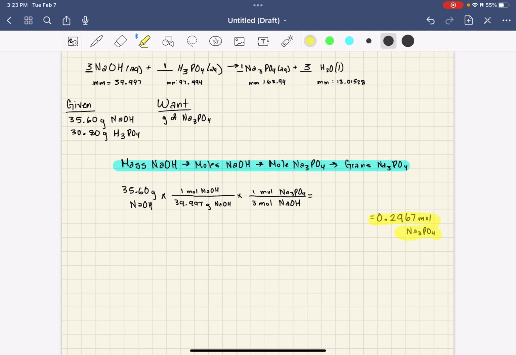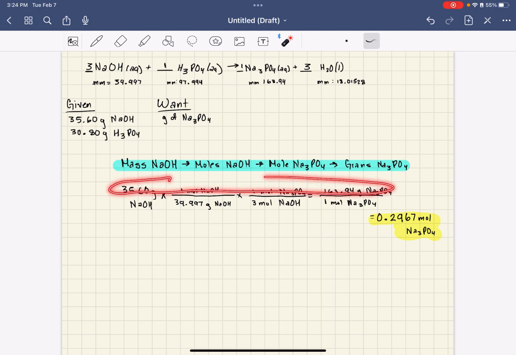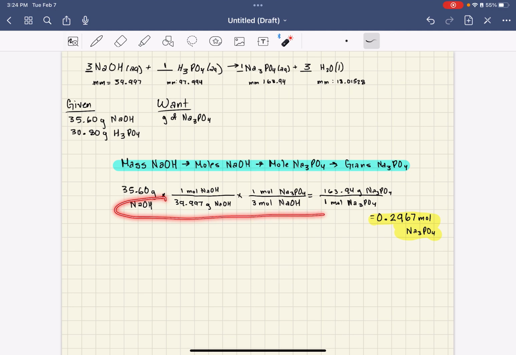the grams of Na3PO4. Okay, so for the molar mass, we're gonna go again. What we want will end up at the top. So 1 mole of Na3PO4 equals 163.94 grams Na3PO4. So if we do the math again, we will have to multiply everything at the top and divide it by everything of the bottom.